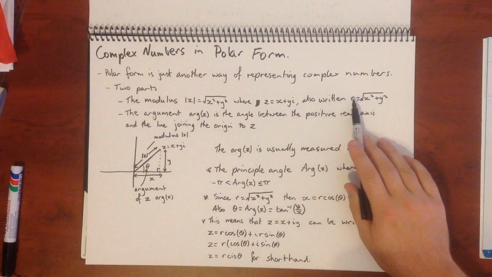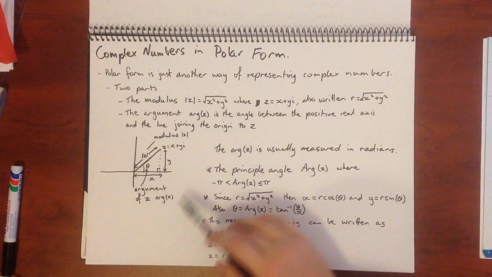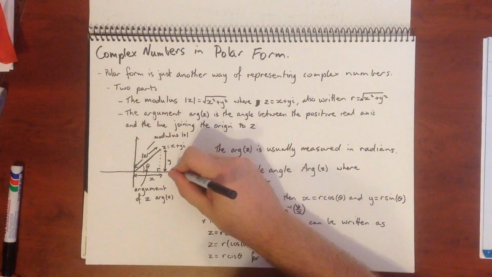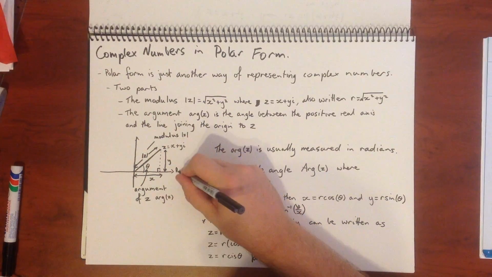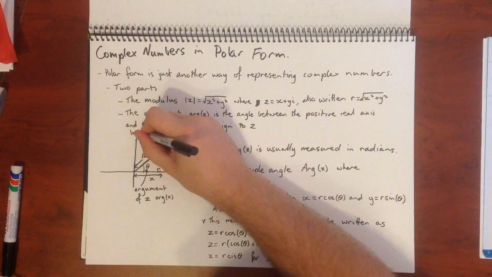As in our modulus signs, we can also use it as r, and that will come into it a little bit later on. We also have the argument of z, or arg z, and that's the angle between the positive real axis and the line joining the origin to z. So we've got a little diagram here. If we've got our axes, we've got our real part down here, and we've got our imaginary part up here.